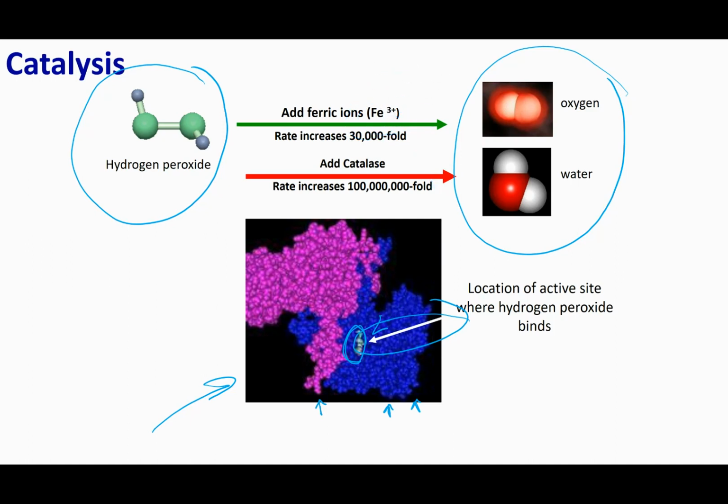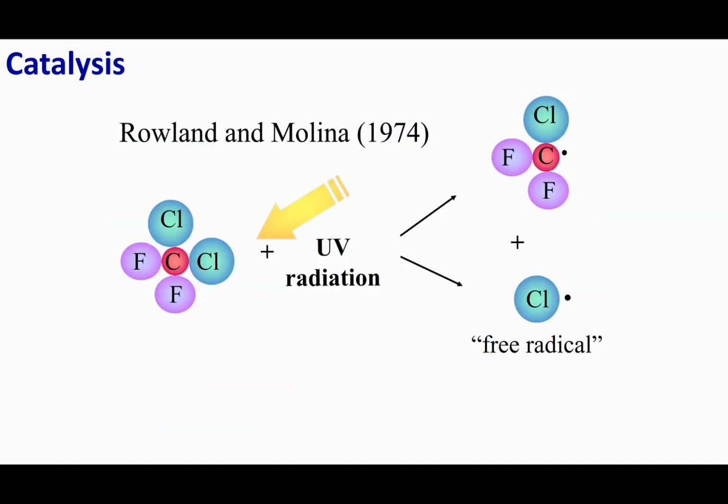So if you guys were to look at iron 3+ as a catalyst, it increases the rate of reaction by 30,000. Now, your body has finely tuned this catalyst, and in this case, catalase, this enzyme with iron 3+ in it, well, it increases the reaction 100 million-fold. So this is an excellent catalyst at taking hydrogen peroxide and making it into oxygen and water. It's there to protect you from these reactive oxygen species. Now, speeding up all reactions isn't always a good thing.